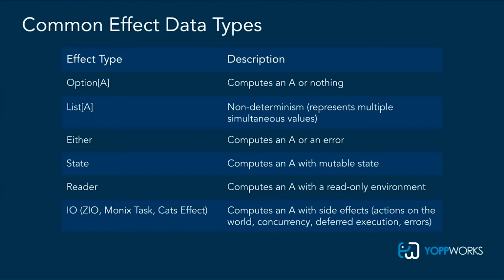And there's lots of different effects. For example, we can get back the concept of missing values by introducing the option data type. The either data type gives you back errors, so you can have a computation that succeeds or it fails for some reason. And what we'll be looking at mostly today is the IO monad or IO data type that gives you the ability to wrap something that does an action on the world, and it can handle things like errors, concurrency, and so on.